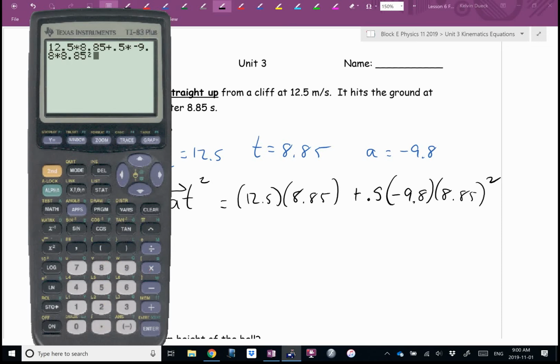I have no idea what the answer is. Oh, no, I have some idea. It's going to be negative, because we're ending up below where we started. Okay. If I get a positive, I'll know I've messed up. You get negative 273 meters? Okay.